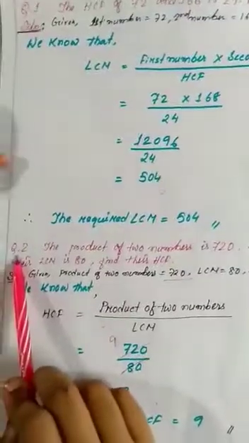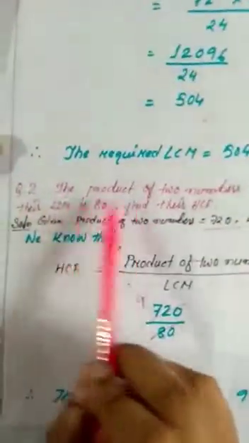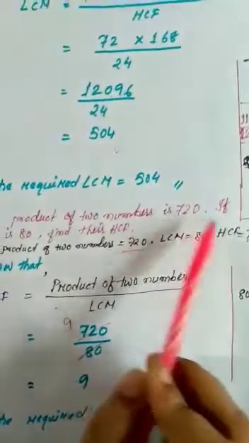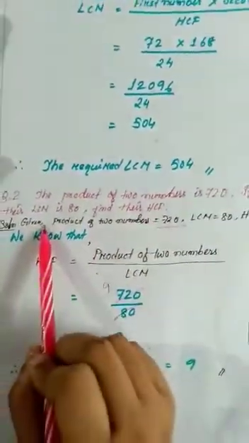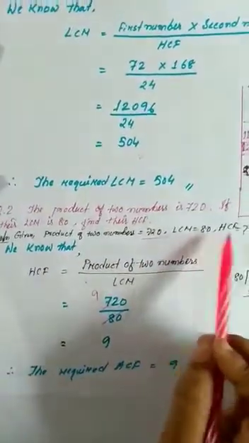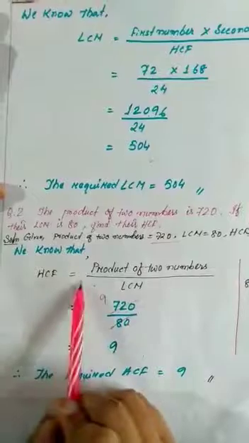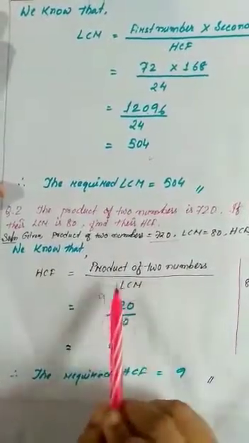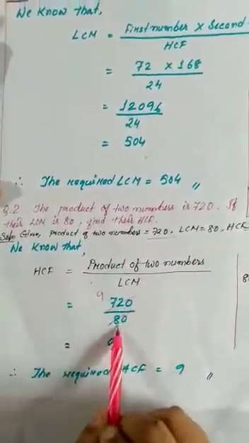So our question number 2, you can look now. The product of two numbers is 720. If their LCM is 80, find their HCF. So given are the product of two numbers, 720, and LCM, 80, and then we have to find the HCF. We know that HCF is equal to the product of two numbers divided by LCM. So 720 divided by 80.